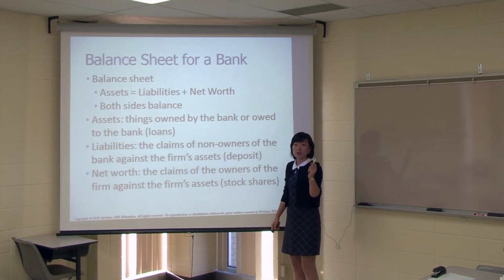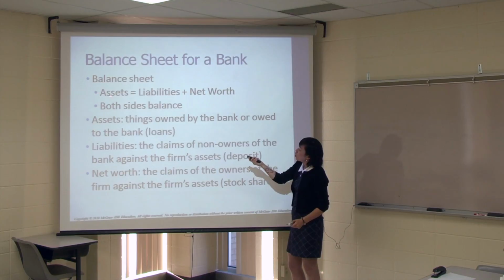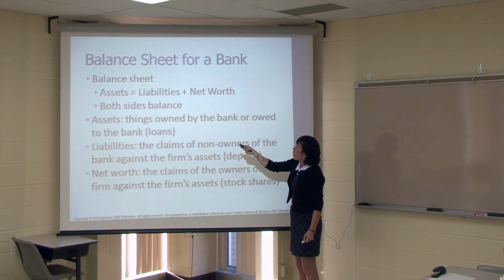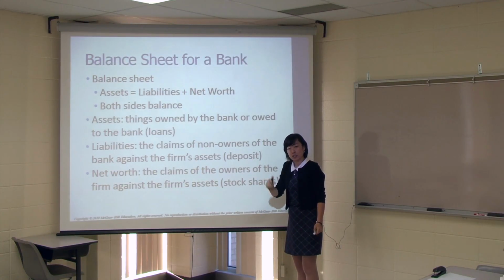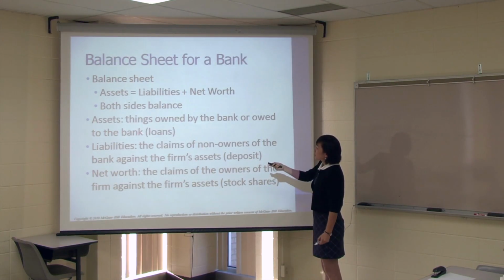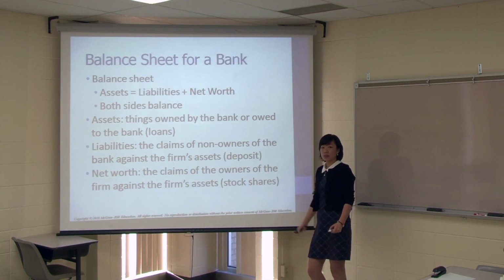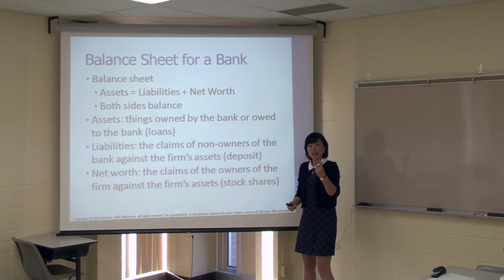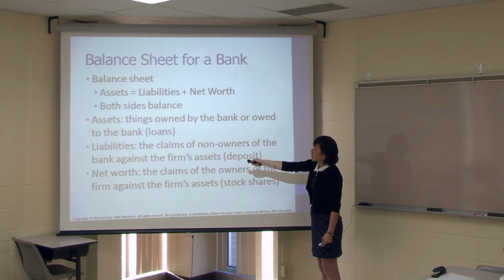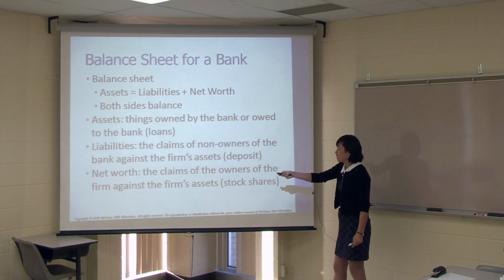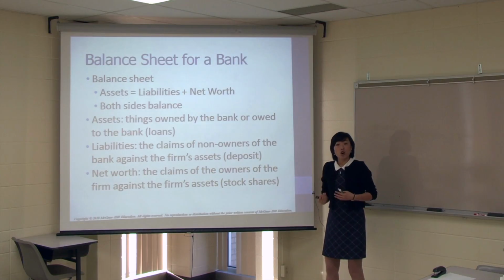It doesn't matter whether it's at the beginning of the day, in the middle of the day, or at the end of the day. The commercial bank has to make sure the balance sheet is always balanced from the left side to the right side. Now, the assets are the things owned by the commercial bank or owed to the commercial bank, say all the loans. We will write them underneath the assets. Liability is the claims of non-owners of the bank against the firm's assets, say all the deposits.